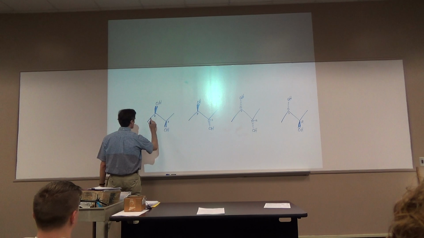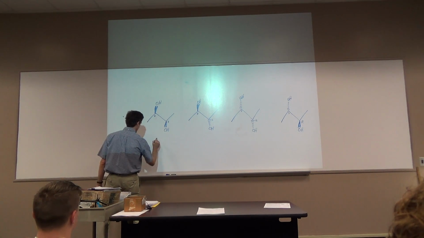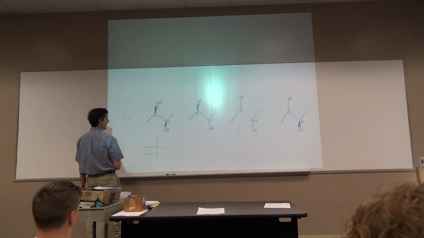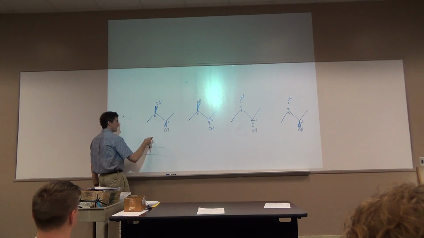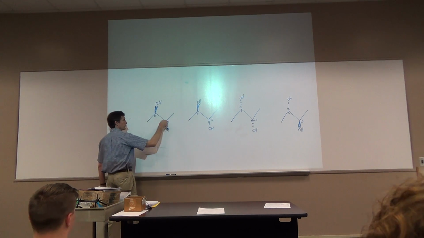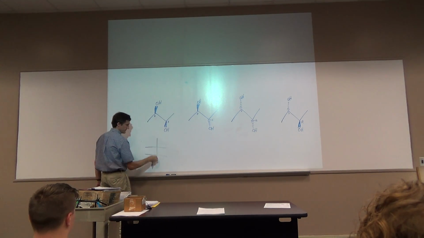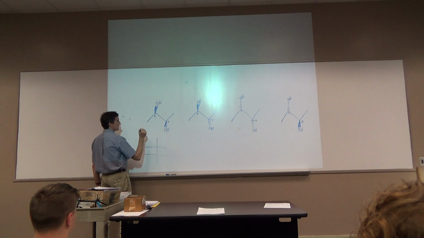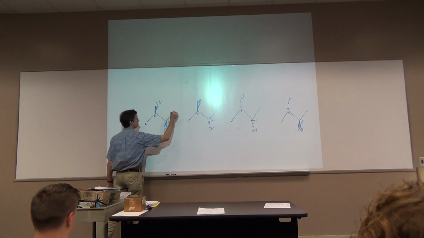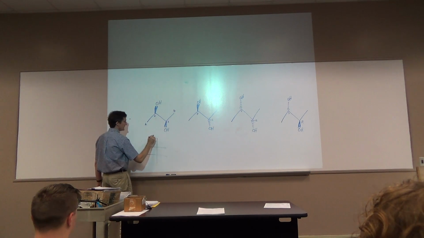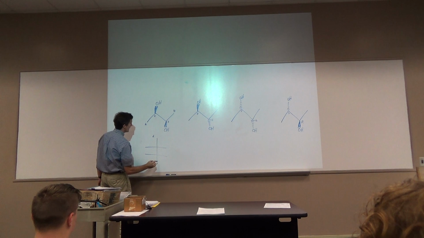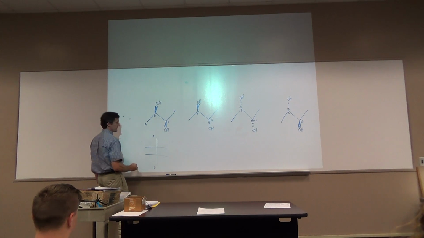Okay, Fischer projection, 2 chiral carbons. We're going to have 2 crosshairs, so we can do like this, yeah? With usually your alkyl chain, 1, 2, 3, 4, top, bottom. So we can call this A, B, C, and D. I'm going to put A at the top. I could put D at the top, but I'm going to put A at the top, and D at the bottom.